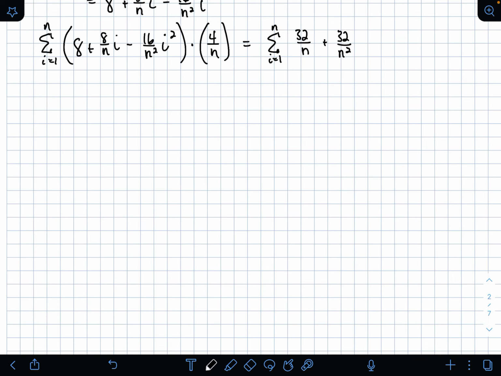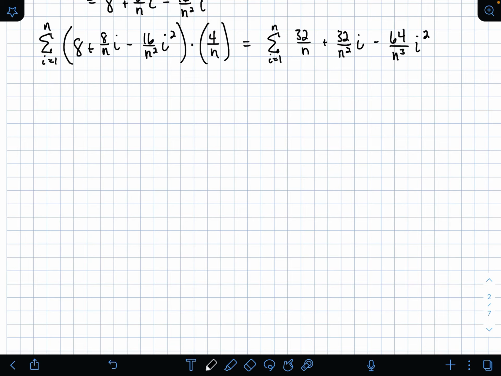Be careful about the exponents on those n's in the denominator. It's very easy to forget the exponent, or forget to multiply the n in the bottom of 8 over n times the n in the bottom of 4 over n. The same thing for the third term. 16 times 4 is 64 over n cubed times I squared.